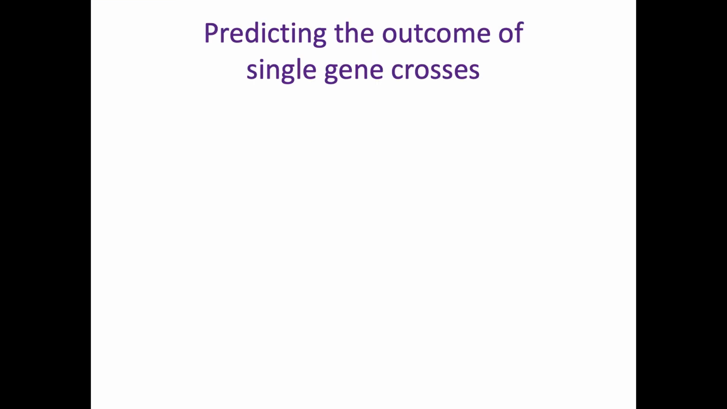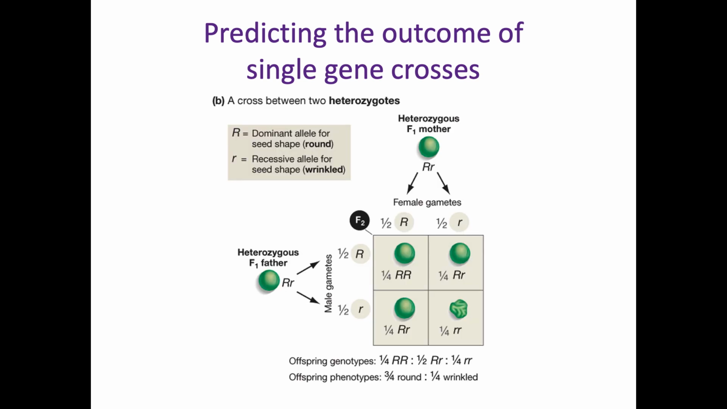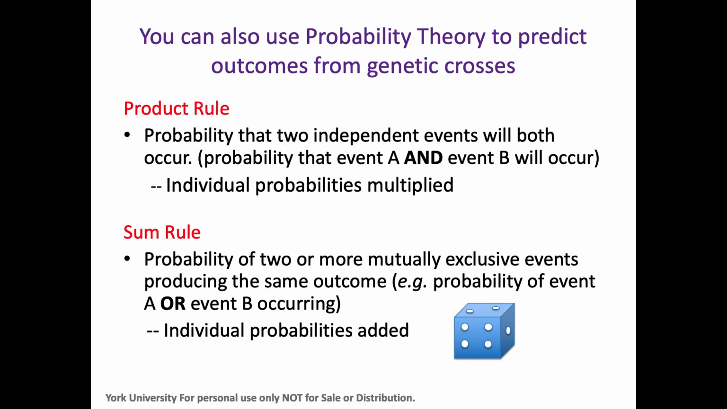In the last lecture, we introduced the monohybrid cross, and we talked about how one could predict the outcome of crosses involving a single gene by using a Punnett square, as shown here. However, you can also predict the outcome of crosses by using probability theory. Applying probability theory for genetic crosses is pretty straightforward and involves only two rules.